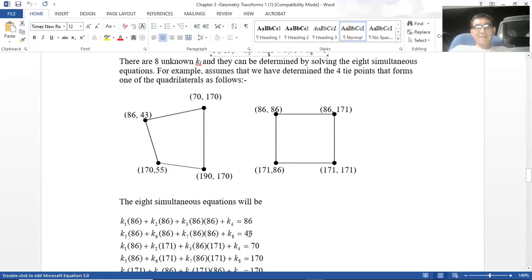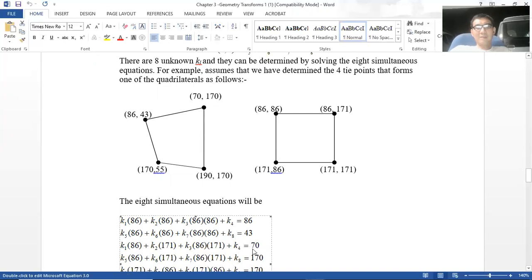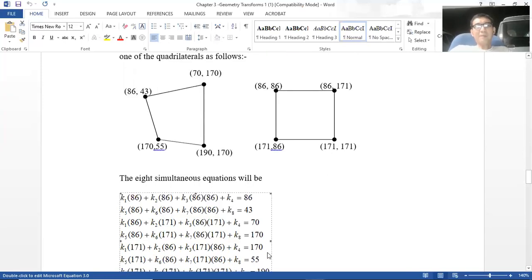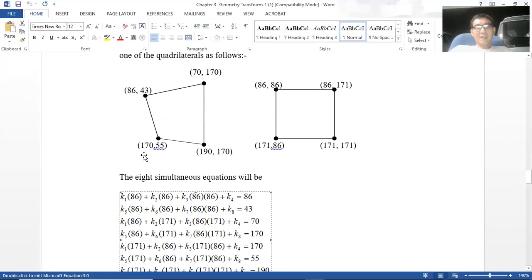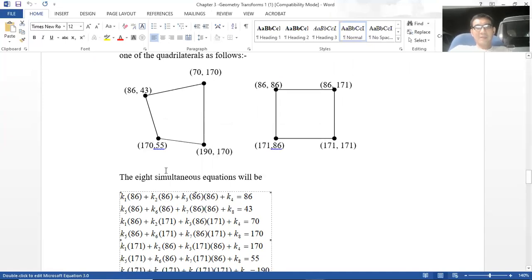Then you repeat that for the second point. In this case, R prime, C prime is 70, 170, and R and C is 86 and 171. With that, we have the second pair of equations. And then here, the R prime and C prime, R prime 170, this one.